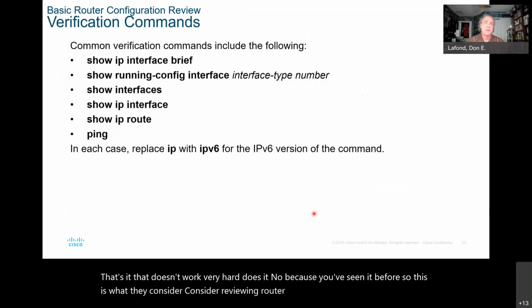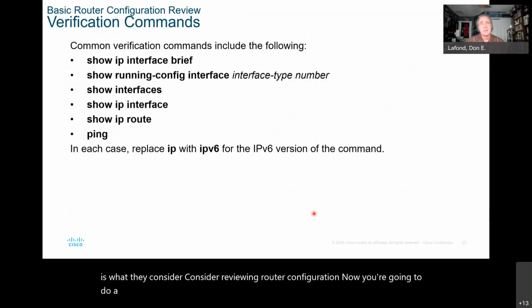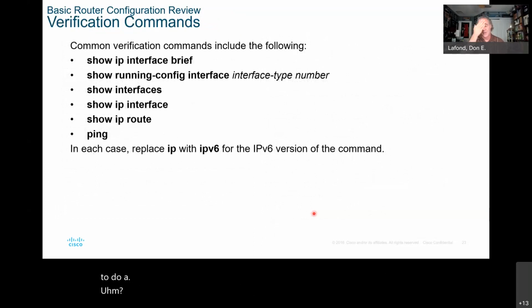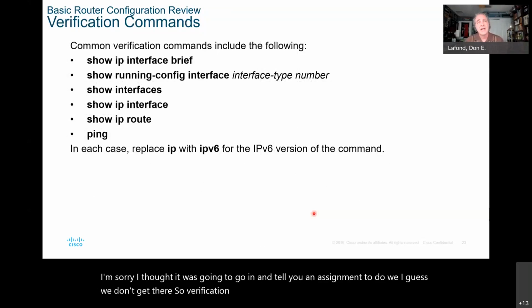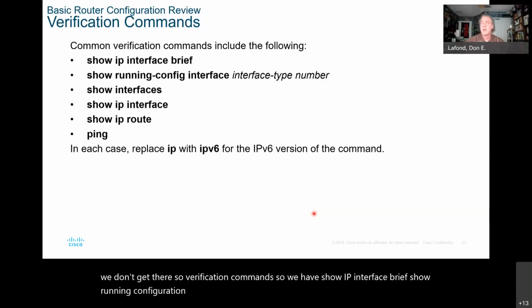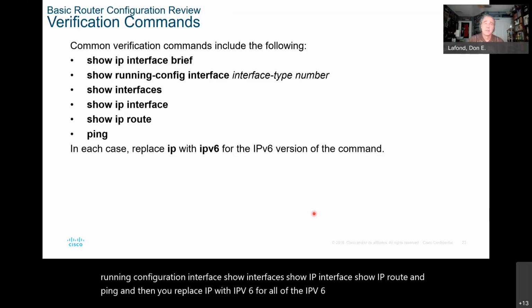Now you're going to do... oh, I'm sorry, I thought it was going to go in and tell you an assignment to do. I guess we don't get there. So verification commands: show ip interface brief, show running-config interface, show interfaces, show ip interface, show ip route, and ping. And then you replace ip with ipv6 for all of the IPv6 versions. We're going to cover each one of these.